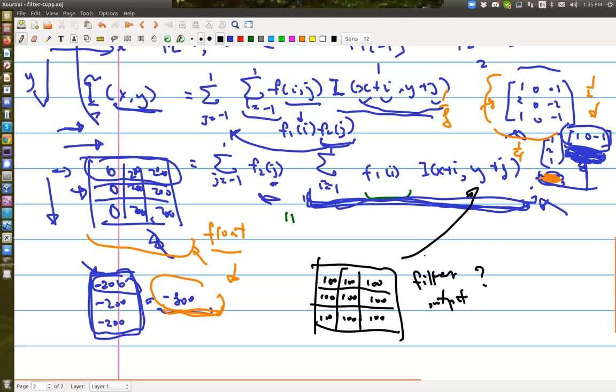This is supposed to be a question actually. What was the filter output? Actually, very simple: you can directly do a dot product here to get 0. But I also want you to visualize why it is 0: when I have this filter, it's doing a low pass in this direction and a high pass in this direction.